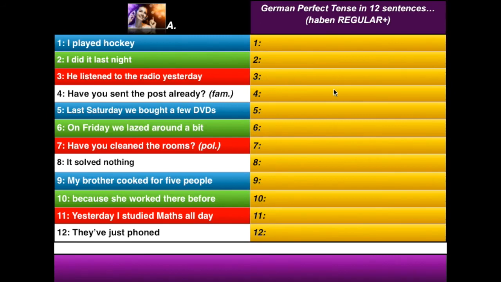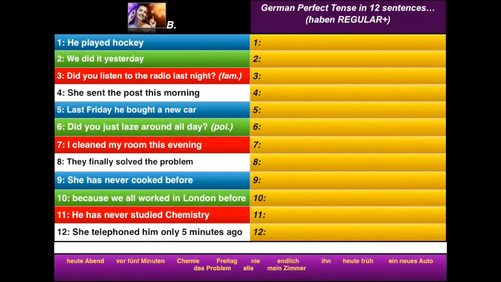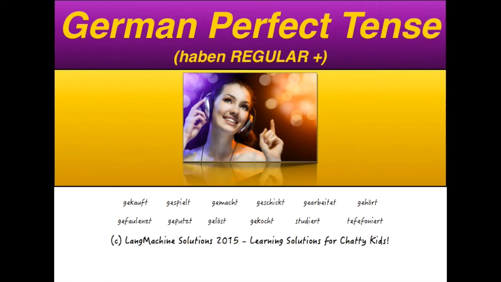Okay, the sheet to record the answers from the video. This is just a quick 10 questions about the perfect tense. Most of them are based on the cartoon. For numbers 3 and 6, you need to watch the Blackboard presentation that follows this particular video afterwards in order to answer them. This sheet here could either be a homework extension sheet or something which can be used in the classroom or the follow-up lesson. And this is just the final sheet.